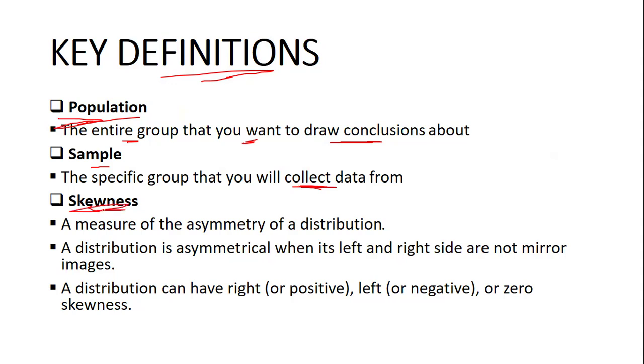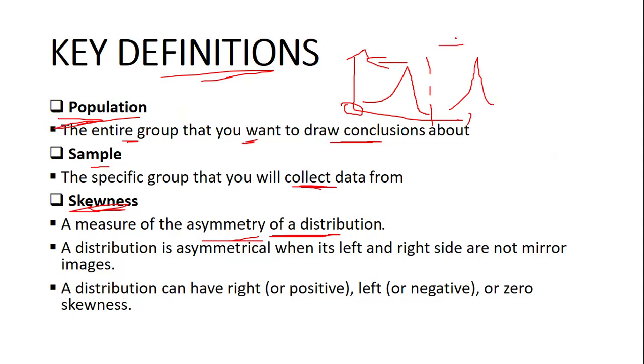Then the other idea that you need to come across is skewness. This simply measures the asymmetry of a distribution. To avoid all this jargon, I'll try to draw something so that you understand skewness. What skewness simply means is how close this distribution of data is to zero. If it goes to the left, it's left skewed, or it skews leftwards. If it goes to the right, it skews rightwards.